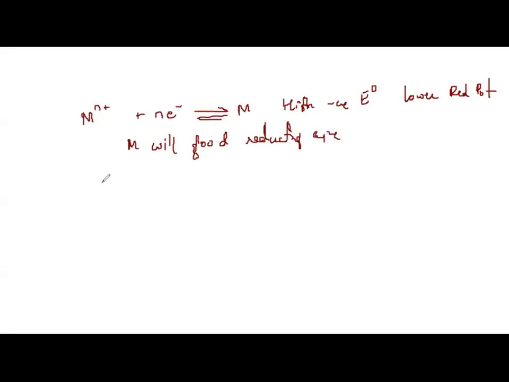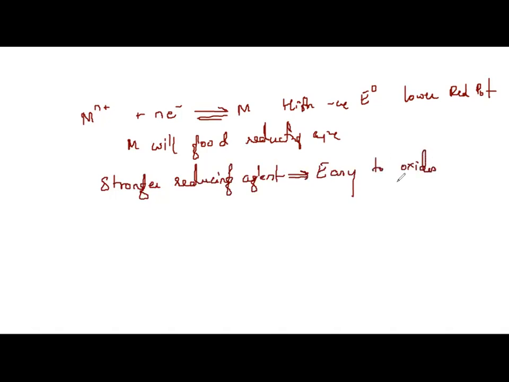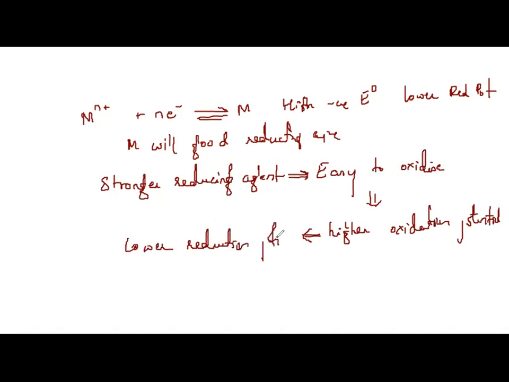So I can say a stronger reducing agent, please do remember all these points, will be easy to oxidize, which in turn means it will have higher oxidation potential, and which in turn means it will have lower reduction potential. Is that clear? All these points are very important. If we are saying some compound is a stronger reducing agent, it means it will be easy to oxidize, because reducing agents get themselves oxidized. That means they will have higher oxidation potential or lower reduction potential.